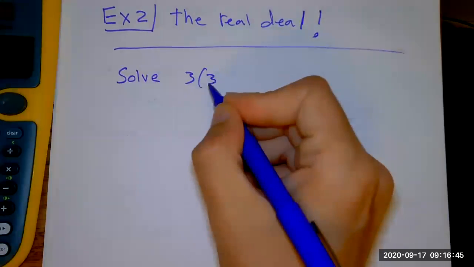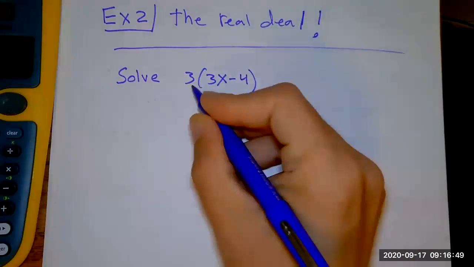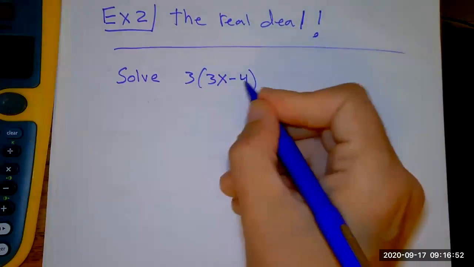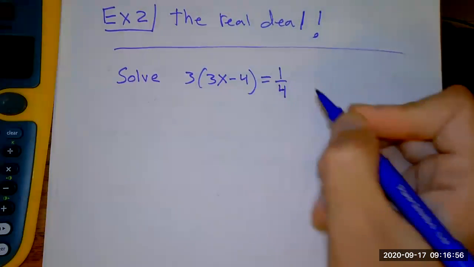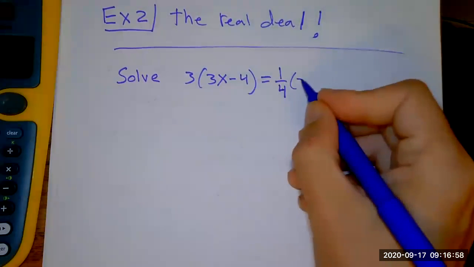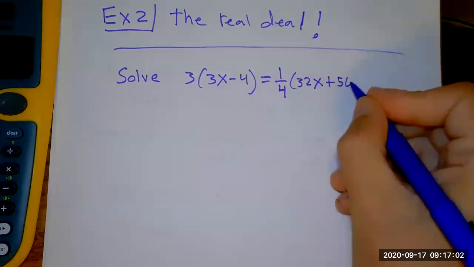So I have 3 times the quantity of 3x minus 4. So 3 times the quantity of 3x minus 4 equals 1/4 times 32x plus 56.